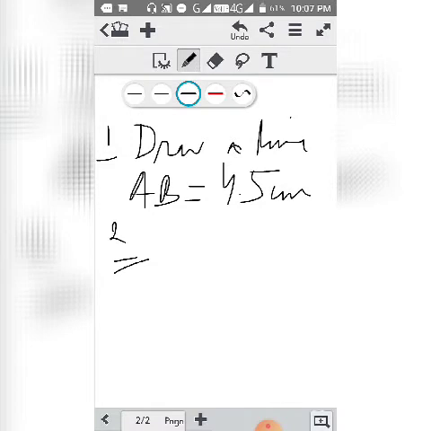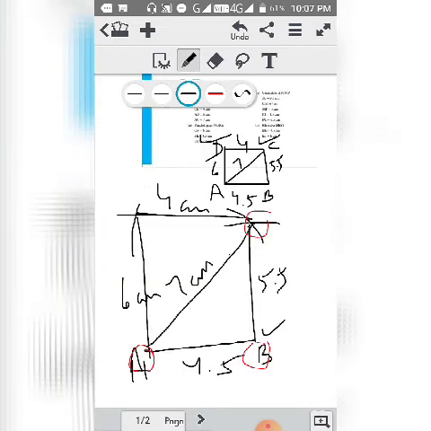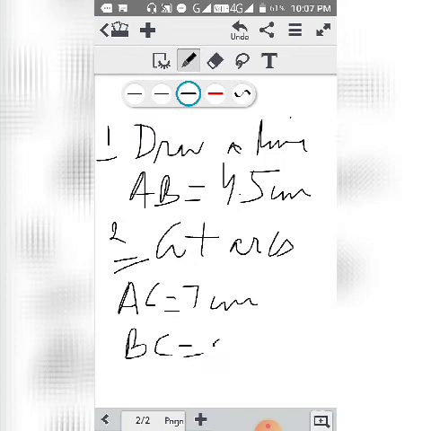So we did it with compass. So you will just write cut arcs AC, AC was 7 centimeter and BC was 5.5 centimeter. So write this sentence. 5.5 centimeter is the next step.